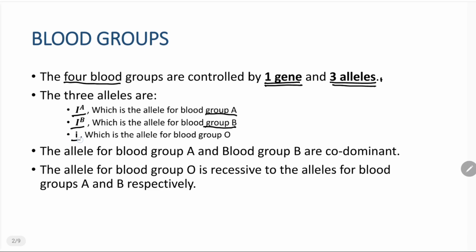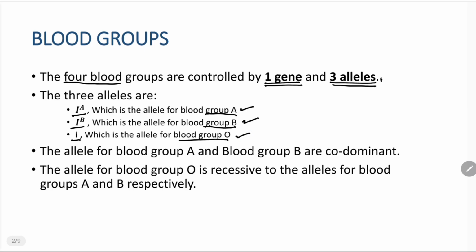And finally, we've got small letter I. Small letter I here is the allele that controls blood group O. But since we are writing the allele for blood group O as small letter I, it tells us that it is recessive, right? So we've got three alleles in total. We've got capital letter I, capital letter A, that is the allele for blood group A. We've got capital letter I to the exponent of capital letter B, that is the allele for blood group B. And finally, we've got small letter I, which is the allele for blood group O.